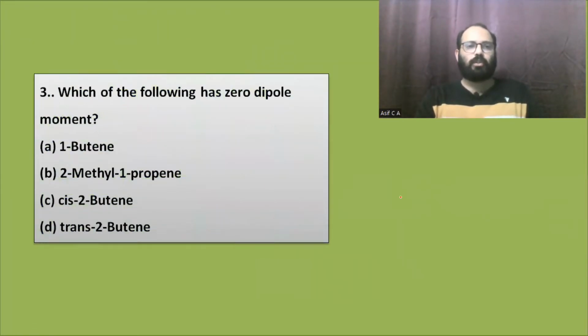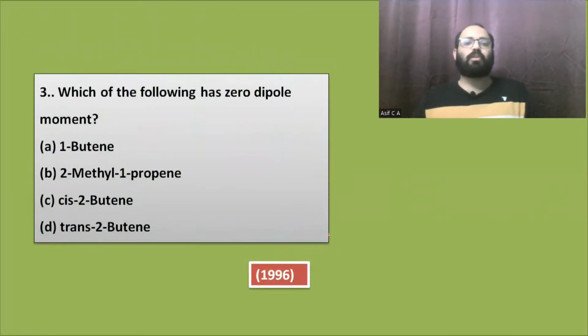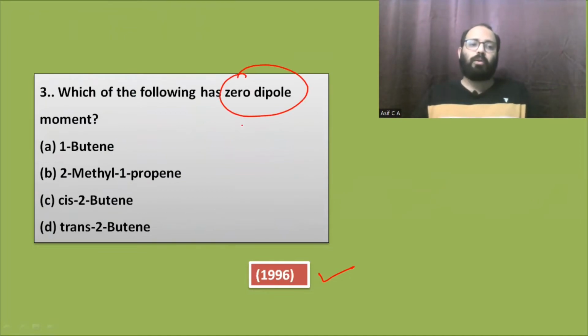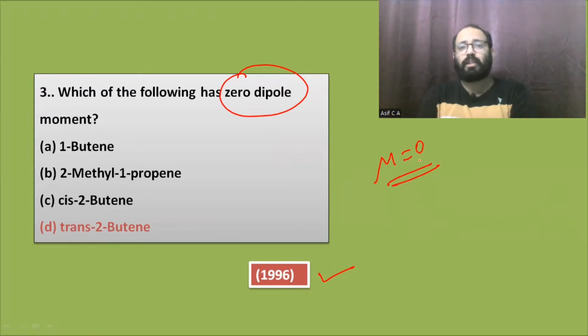Now next question, look at that. Which of the following has zero dipole moment? 1996 question, somewhat very old question, but questions are relevant. Zero dipole moment, we have seen. Yes, we saw it in NCERT. Yes, that option is there. Trans-2-butene has dipole moment 0. But if it is cis, it has a dipole moment in the range of 0.33 D. You got the answer. Easy.